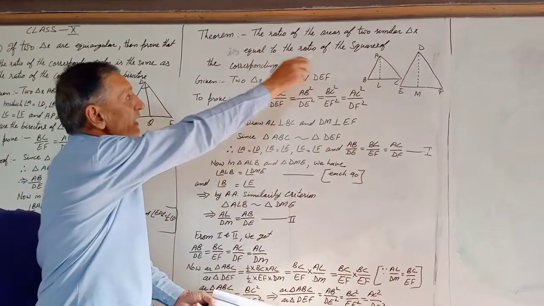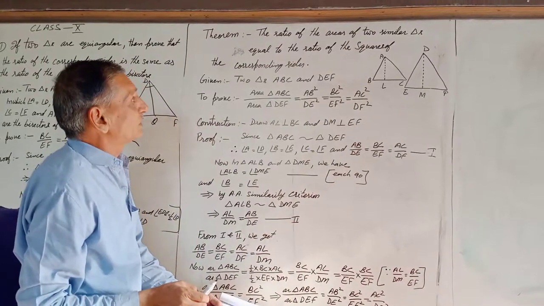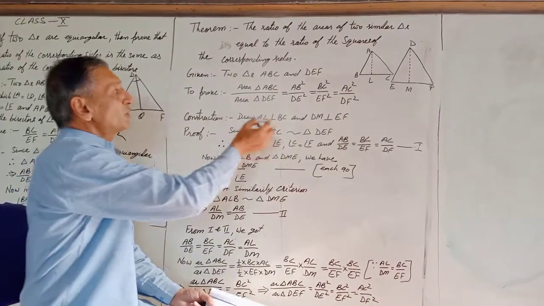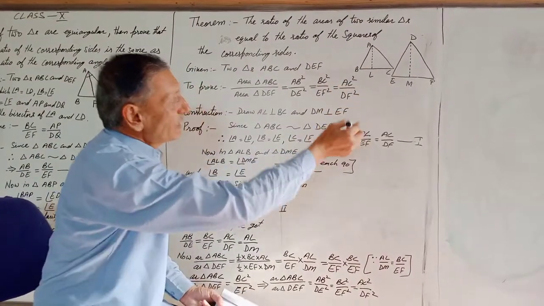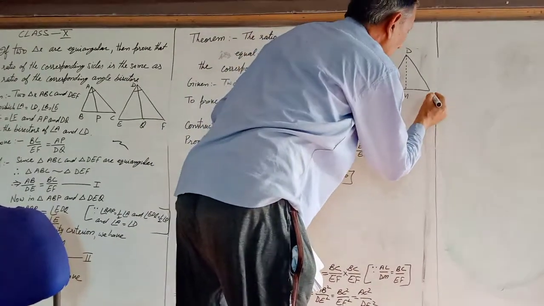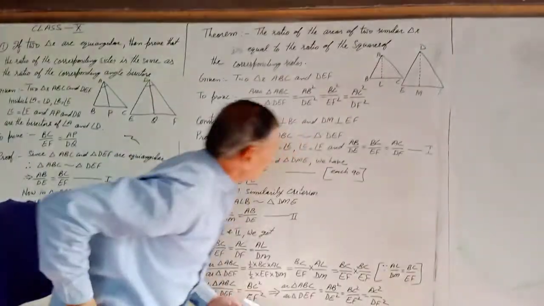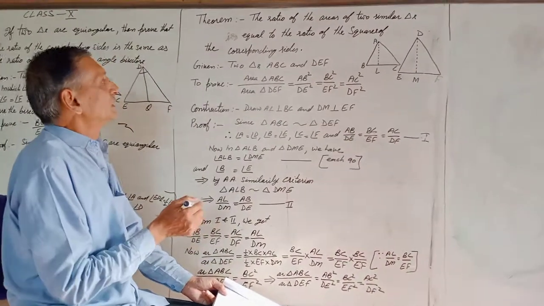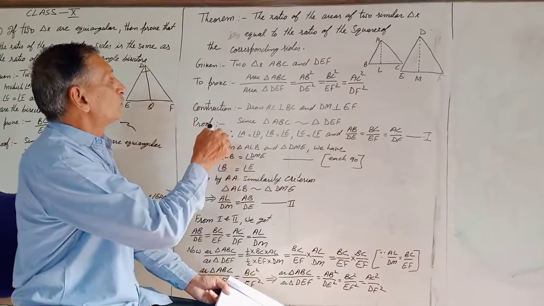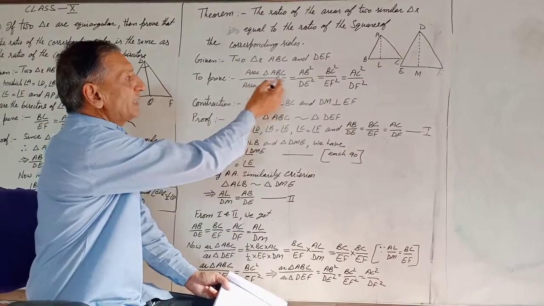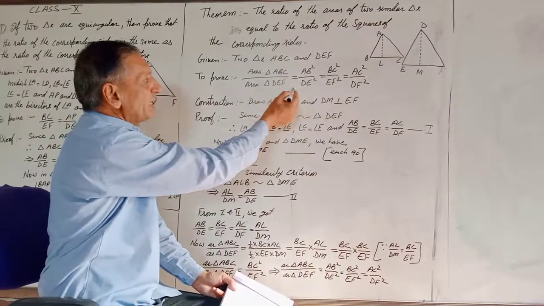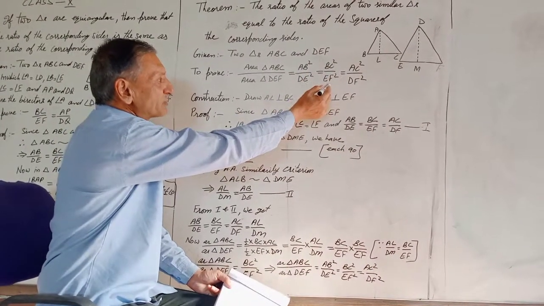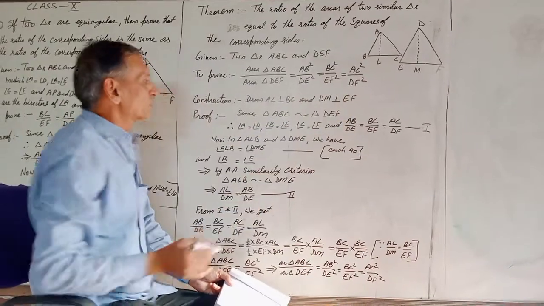The ratio of the areas of two similar triangles is equal to the ratio of the squares of the corresponding sides. We are given two triangles ABC and DEF, in which we have to prove that area of triangle ABC upon area of triangle DEF is equal to AB square upon DE square is equal to BC square upon EF square is equal to AC square upon DF square.